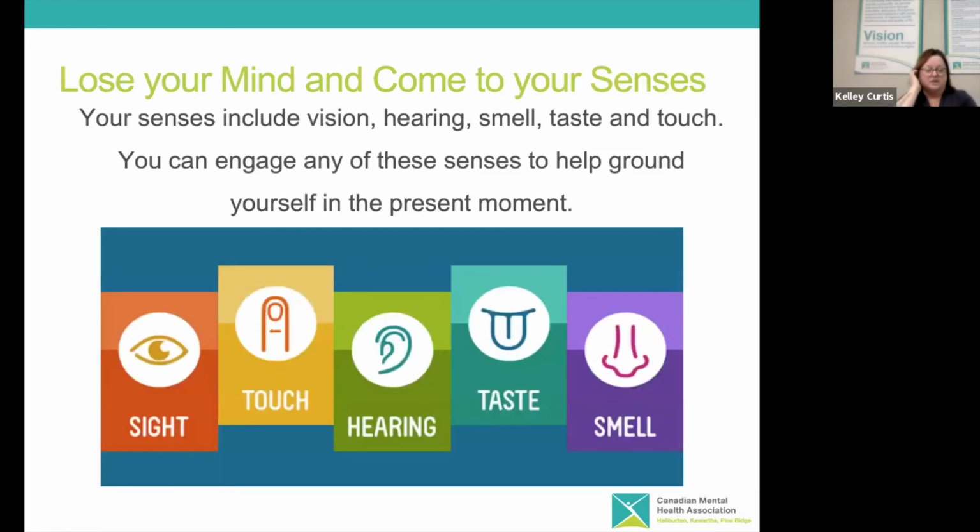So another strategy called lose your mind, come to your senses. So when we talk about all of our different senses, we talk about our sight, our touch, our hearing, our taste, and our sense of smell.